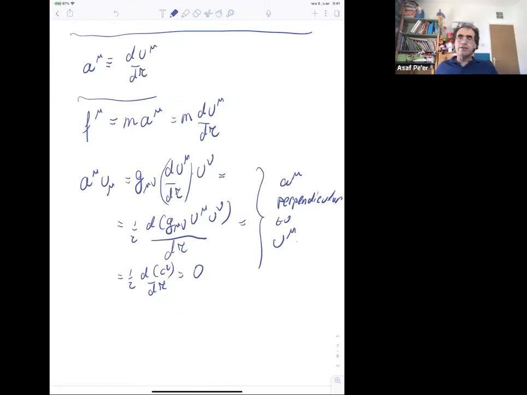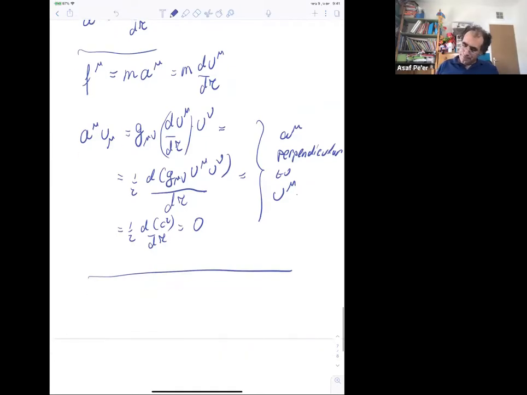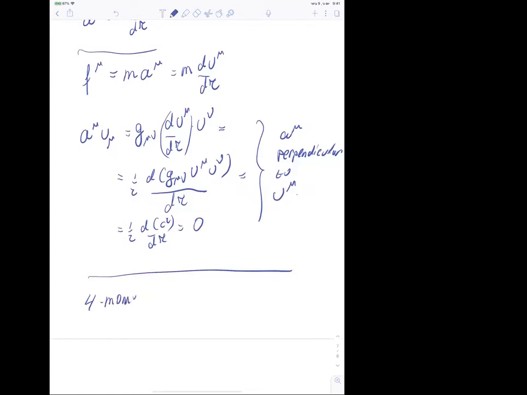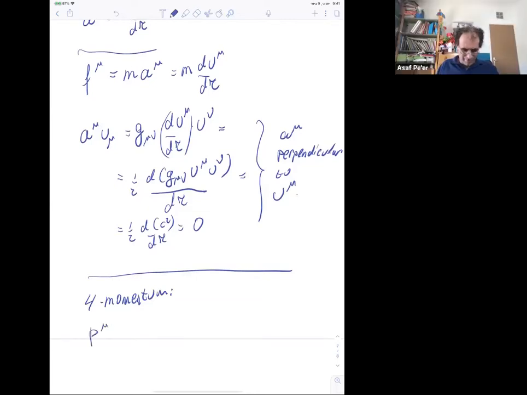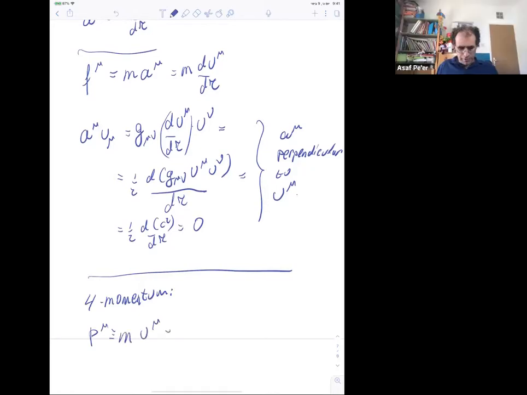Okay, the next is to speak about energy and momentum. And again, right now, things are going to be very straightforward once you get the basic concept. So how am I going to define the four-momentum? Mass times what? Four-velocity. Very good. M u mu, which is just m dx mu over d tau.